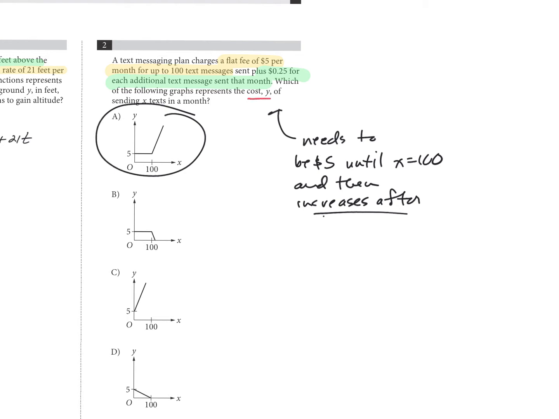And then you look at the other choices, and this one is obviously going straight up, even though it should be $5 until there's 100, and this one goes straight down. Again, it should be $5 until it hits 100.